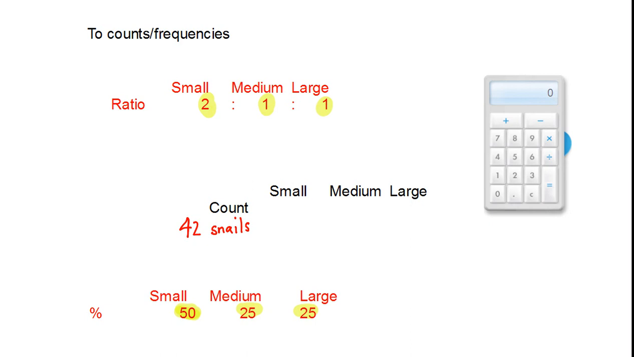Okay, to work with this and to derive the numbers of snails we expect to see, we need to know how many snails we've got in total. So I'll assume that, as in the previous example, we have 42 snails in total. All we then need to do is to multiply that total by our percentages to get the expected values. So 50% of 42 is obviously 21.